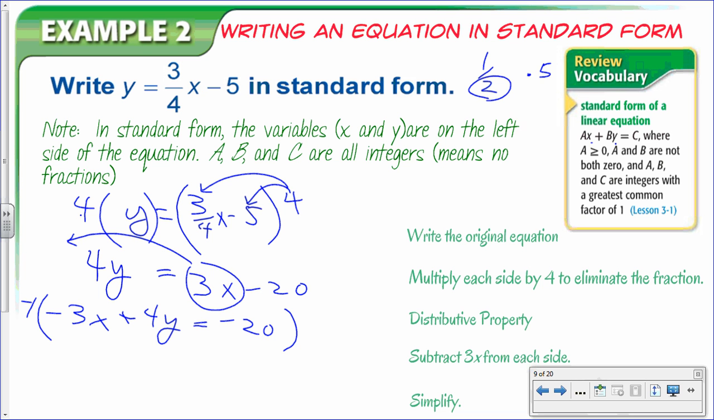So I got to multiply everything by a -1. What's a -1 times a -3? Positive 3. What's a -1 times a +4? Negative 4. What's a -1 times negative 20? So now, is that the correct answer? Very much so.